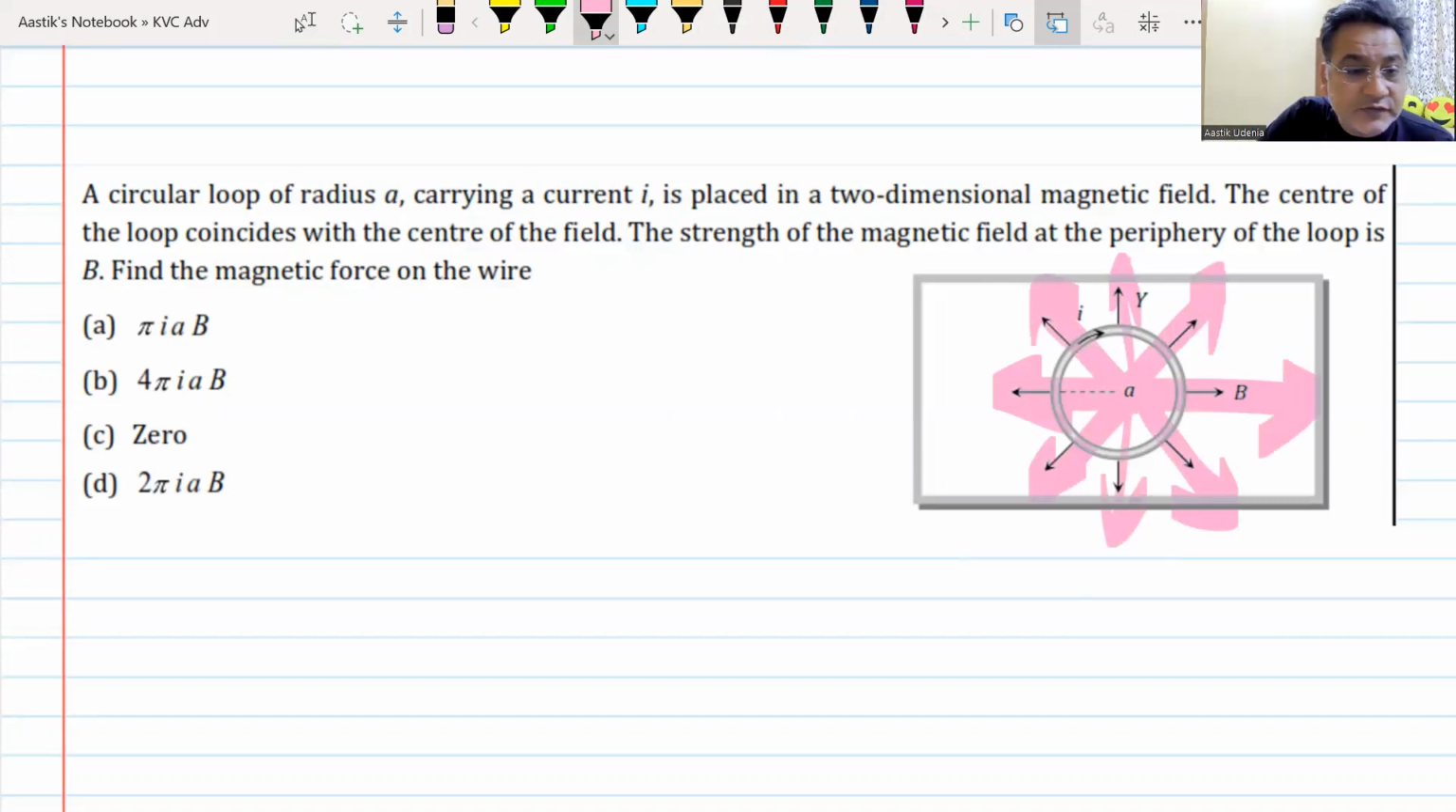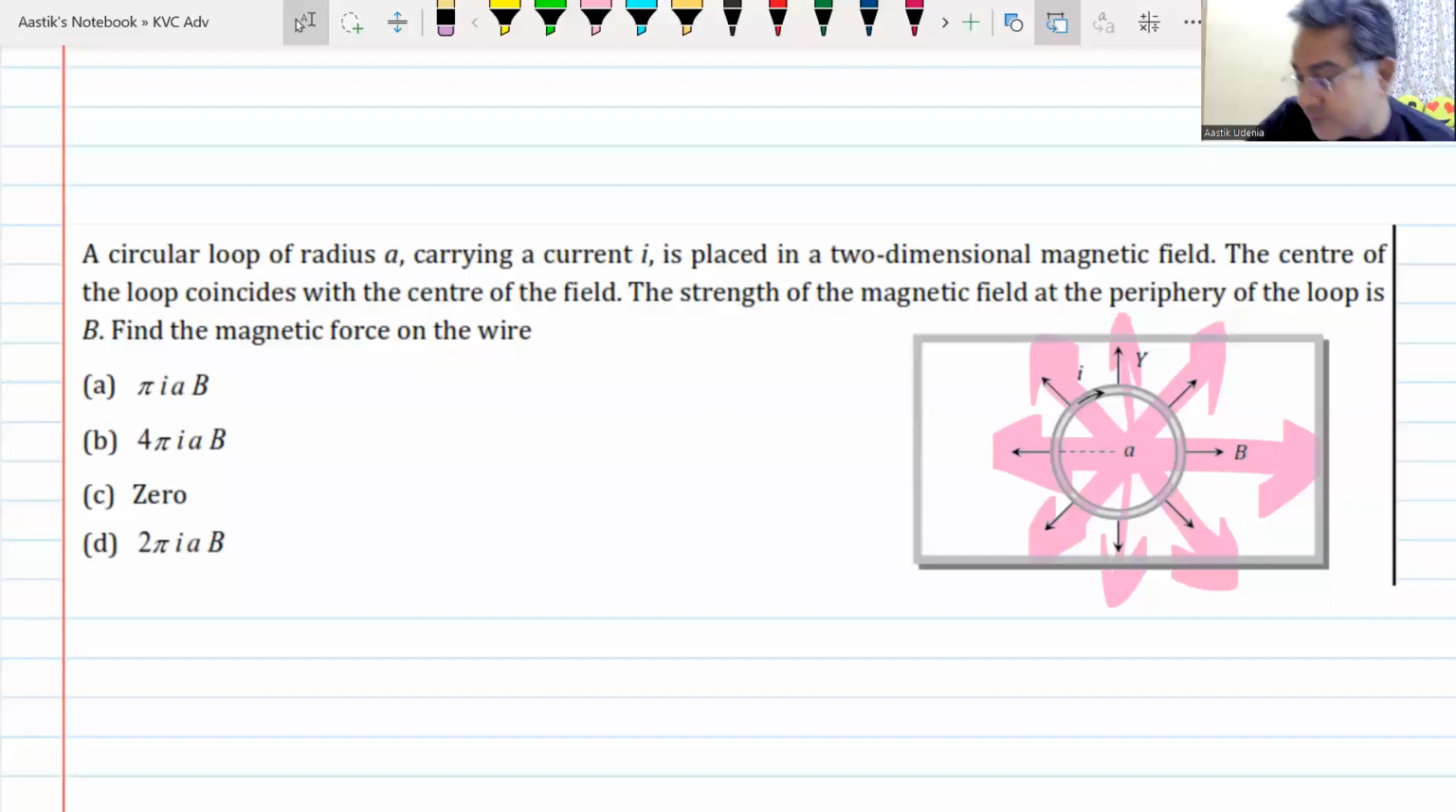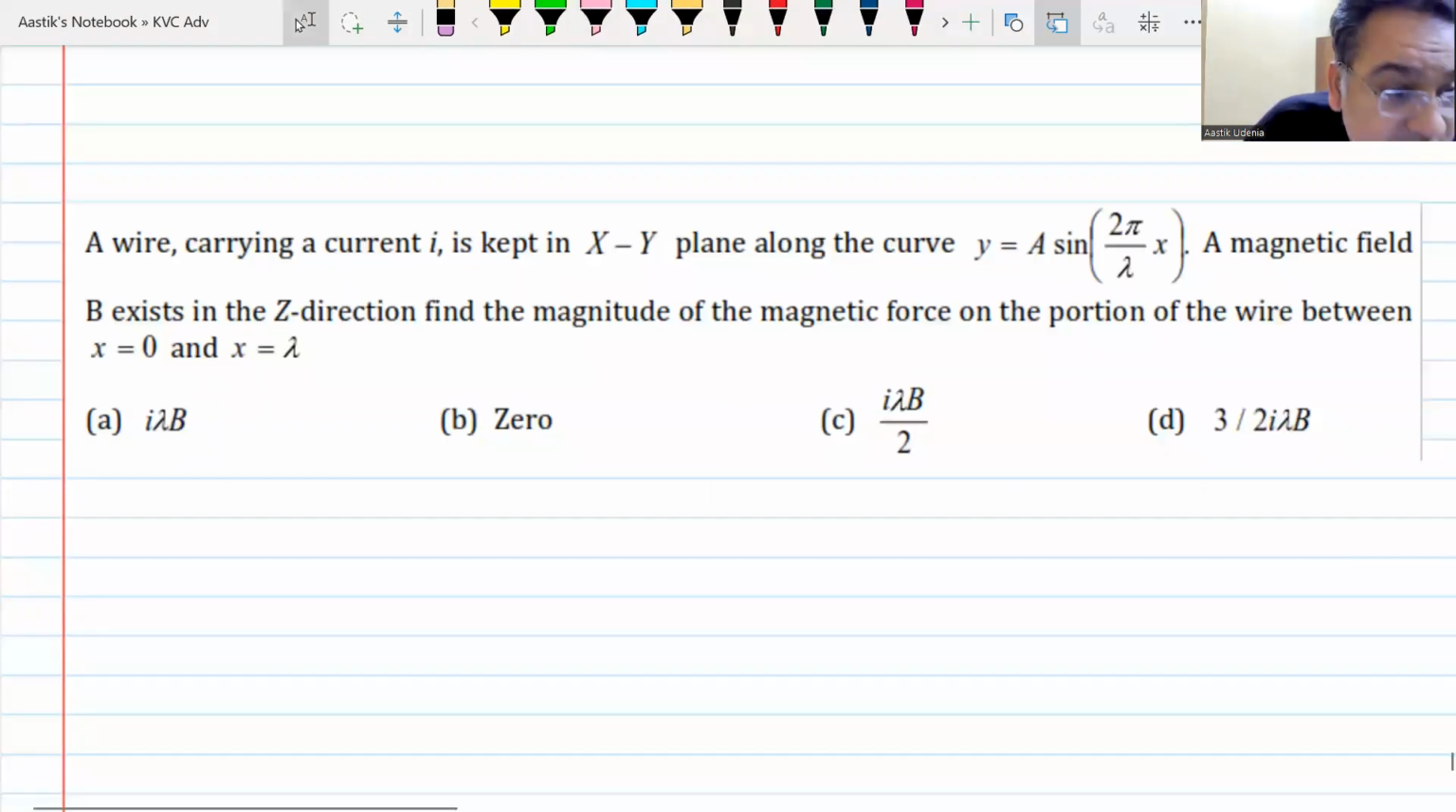You have to find out the force on this wire. I'll give you 2 minutes to give me the answer. Option D is the correct option. At all the points, the angle between the magnetic field and the current carrying element is 90 degrees. At all the points, the magnetic force will be going in the same direction. So you have to add up all these forces. To add up all these forces, you have to integrate dl. If you integrate dl, you will get 2 pi r. So 2 pi r into I into B. Do we understand this? Yes or no? Yes, sir.